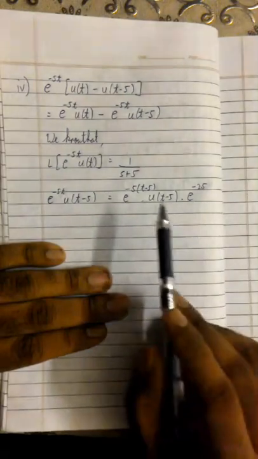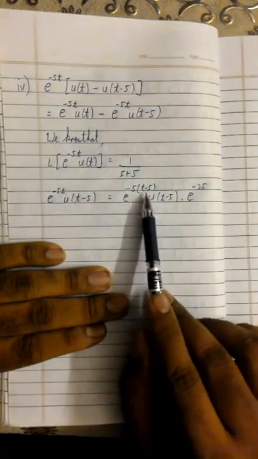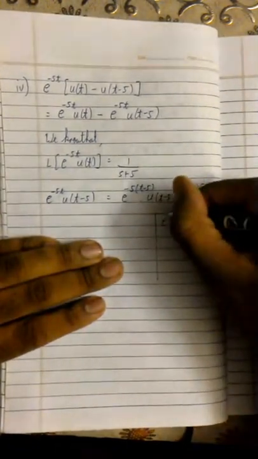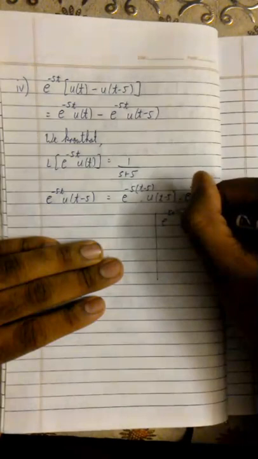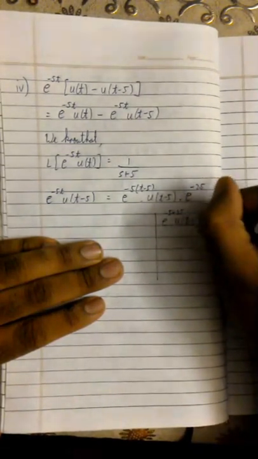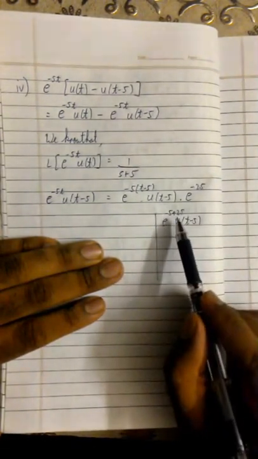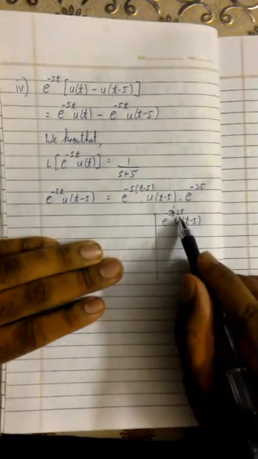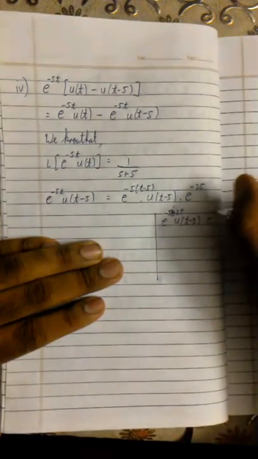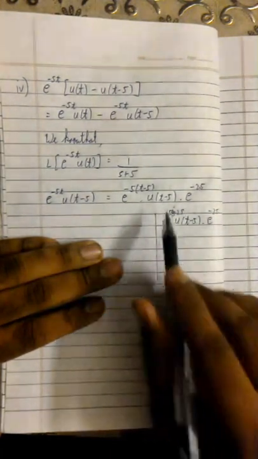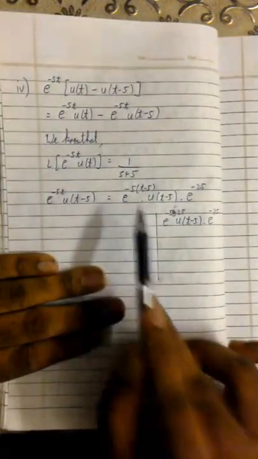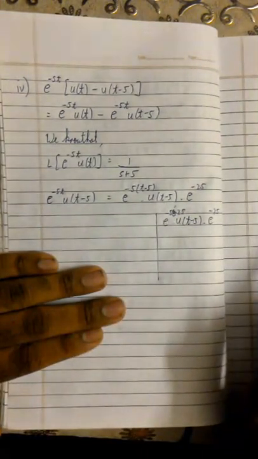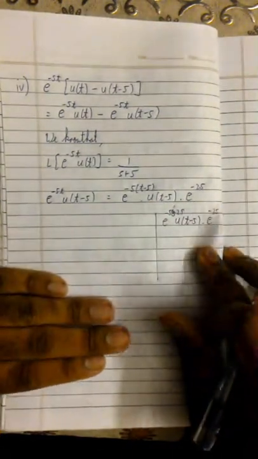So this is nothing but e raised to minus 5t plus 25 into u of t minus 5. Since there is an extra e raised to plus 25 over here, in order to compensate that, I need to add e raised to minus 25. So now these two expressions are equal. The advantage of this expression is that both the t are replaced with t minus 5. Now I can apply my time shifting theorem to this expression.